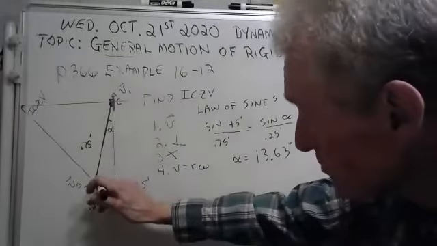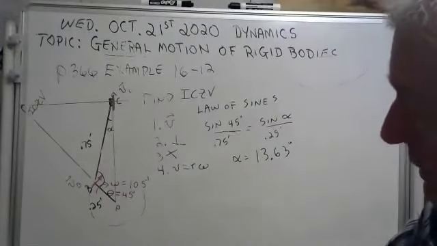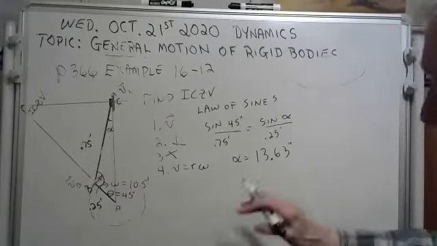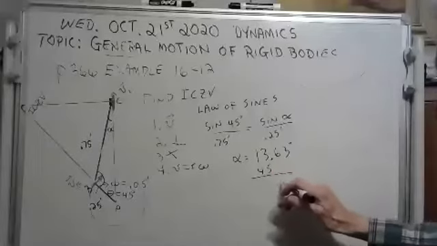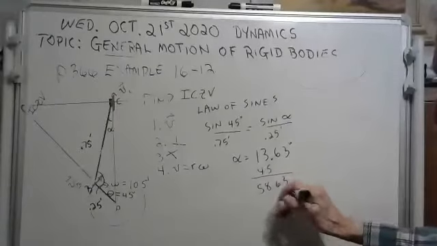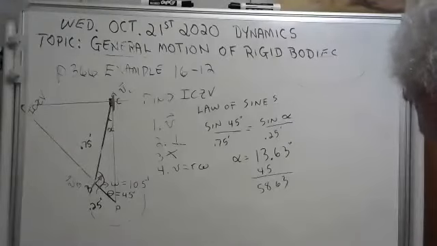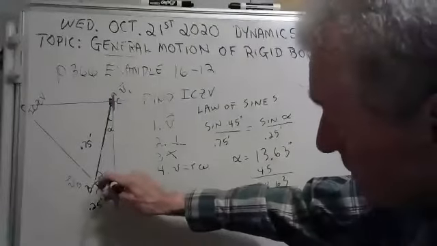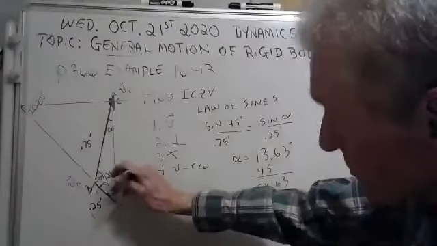I don't know if we need this big angle down here, but we're going to get it. That big angle, I tell you what you can do. You can add 45 to this, and you'll get 58.63. Subtract that from 180. This big angle here is 121.37 degrees.